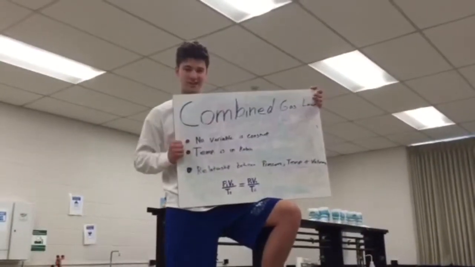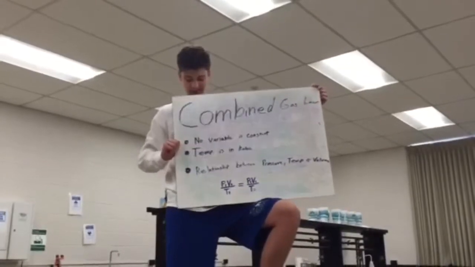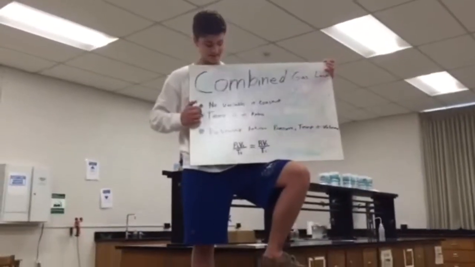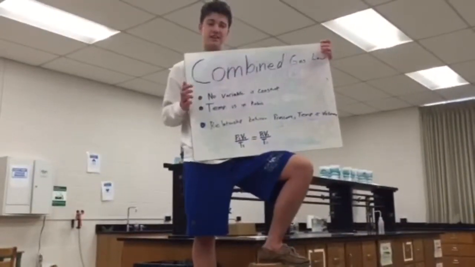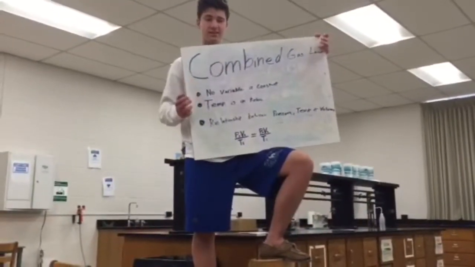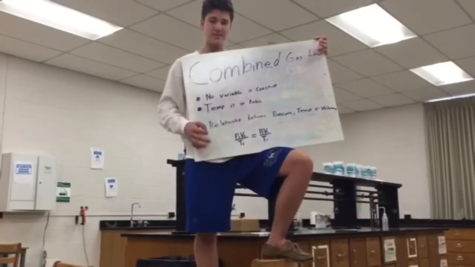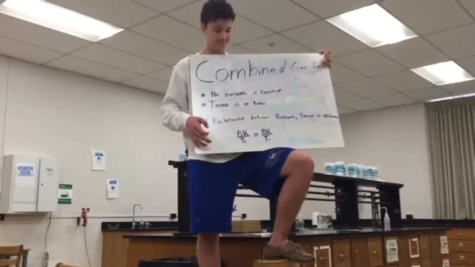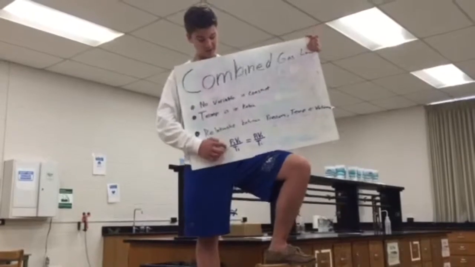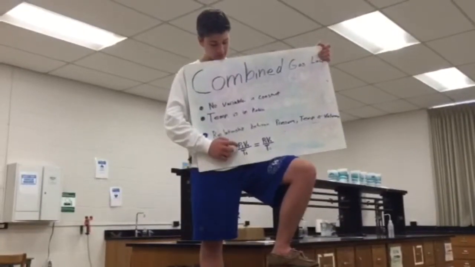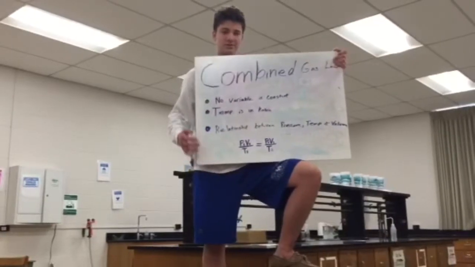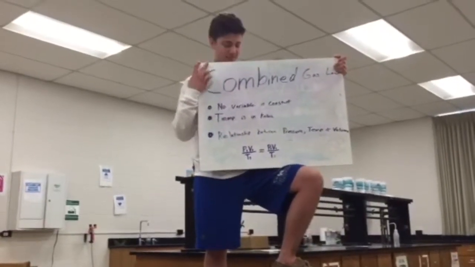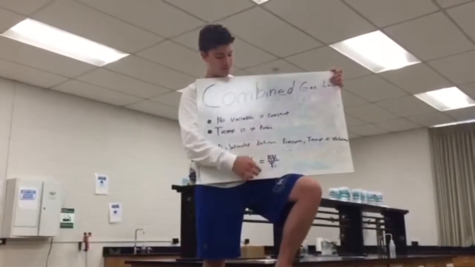I'm going to talk to you guys about the combined gas law. In the combined gas law, no variable is constant. Temperature is always in Kelvin, and there's a direct relationship between temperature, pressure, and volume. This right here is the equation: P1 V1 over T1, which is pressure, volume, and temperature, and it's equal to P2 V2 over T2.